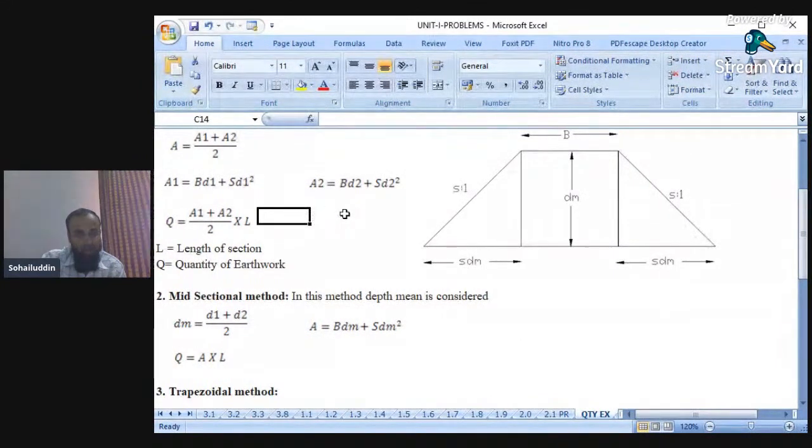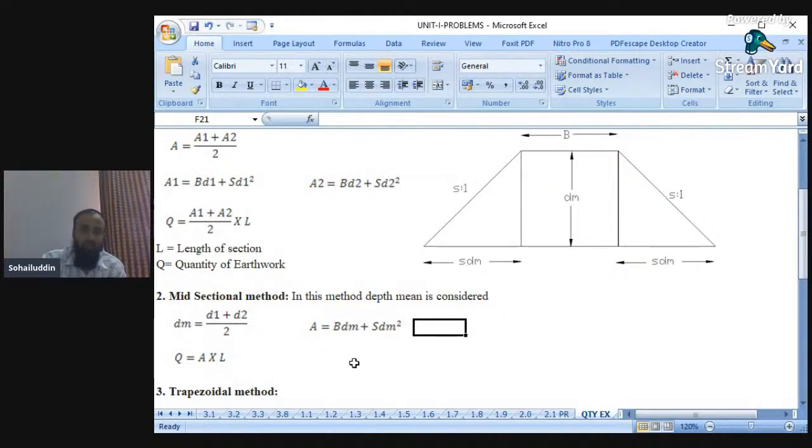In simple words, in the first method we are finding the quantity by the area method. Next we are finding it by the depth method, the sectional method, in which we are taking the mean depth. The quantity is again area multiplied by length of road as usual.